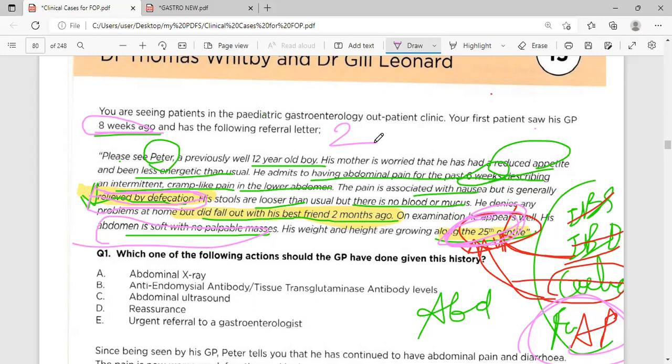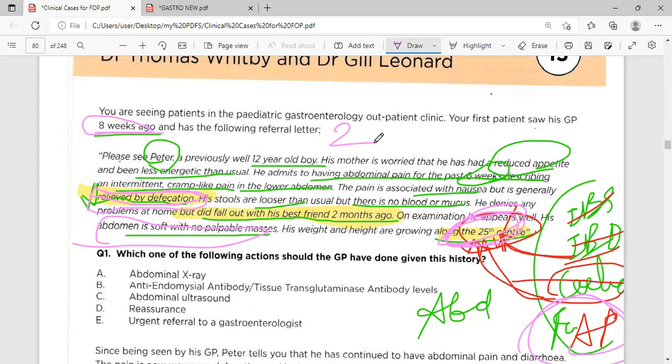First point. Second thing is that there has to be certain criteria of functional abdominal pain. Third point is that you must know what the red flags of chronic abdominal pain are. Any child coming to you with chronic abdominal pain, you must know what the red flags are. Now we will study the red flags of chronic abdominal pain. What are the red flags if a child is coming?